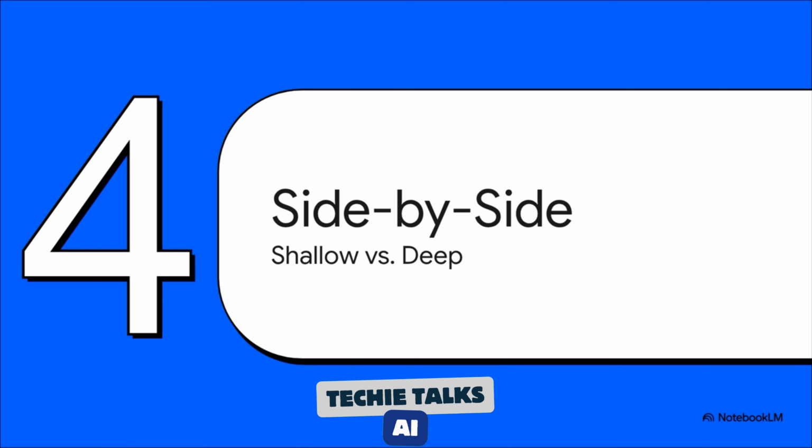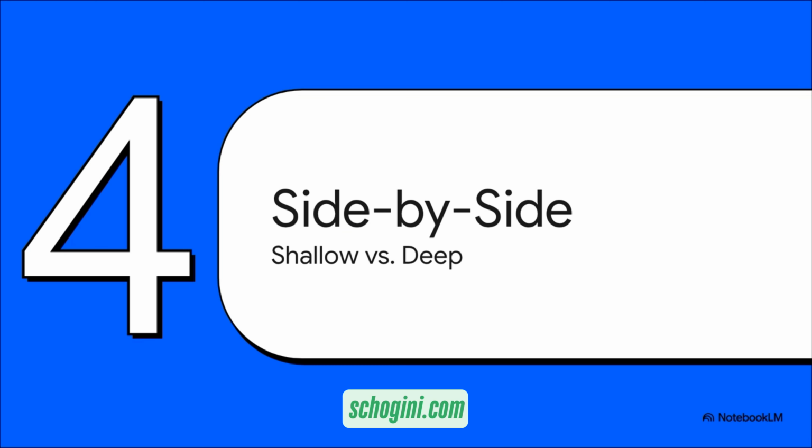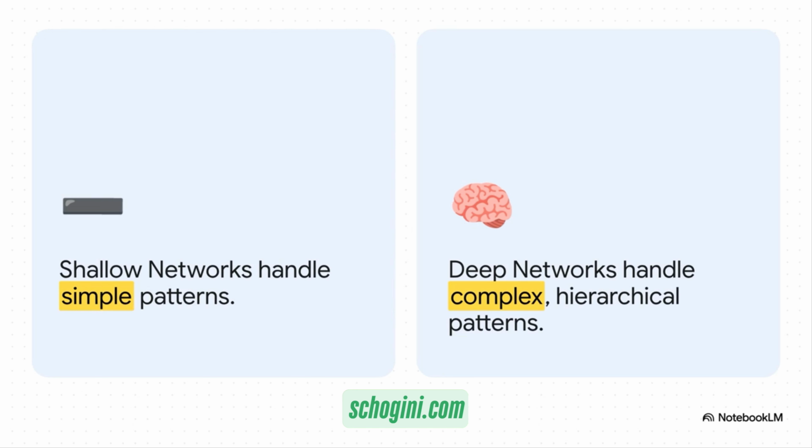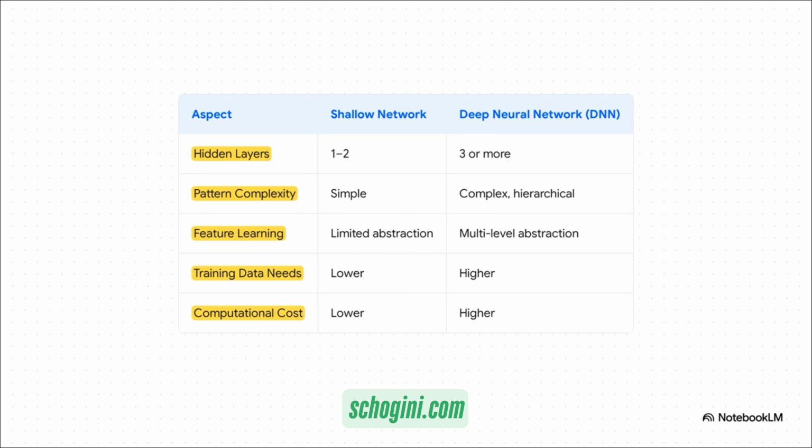All right, now that we get the whole learning in stages idea, let's put these two network types right next to each other and do a direct comparison. So at the highest level, here's the takeaway. A shallow network is your go-to for simple, pretty straightforward patterns. But a deep network, because of that multi-stage learning we just talked about, is built to tackle complex hierarchical patterns where the features themselves are built out of other features. Shallow networks have just 1 or 2 hidden layers, and they handle simple patterns. Deep networks have 3 or more, and they crush complex hierarchical problems.